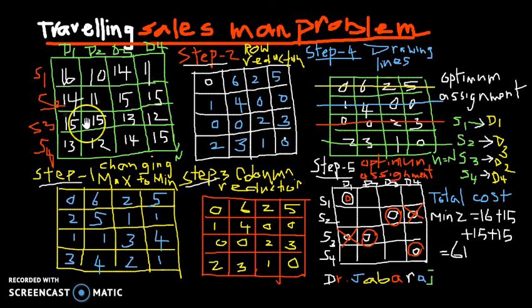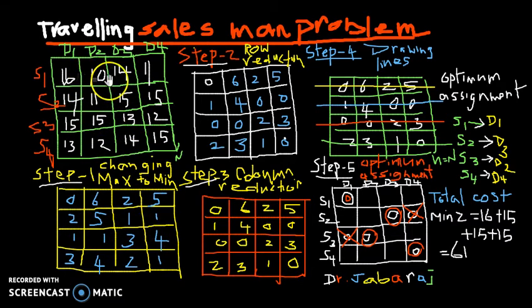Now all the elements in this matrix, subtract them from 16, which is the maximum element in the matrix. You understand what I say. You identify the maximum element in the matrix, that is 16, and you subtract the other elements from 16. You will get this matrix.